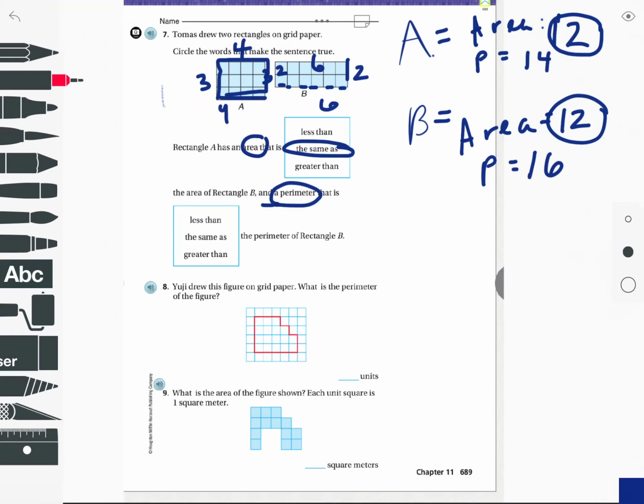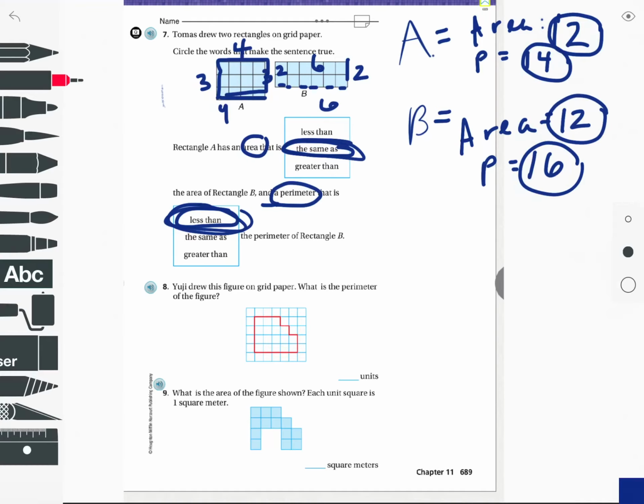And a perimeter that is blank, the perimeter of rectangle B. So I'm comparing perimeter A with perimeter B. I'm comparing 14 to 16. So I know A has a perimeter that is less than the perimeter of rectangle B, because A is 14 units and B is 16 units. Okay, so it's the same as and less than.